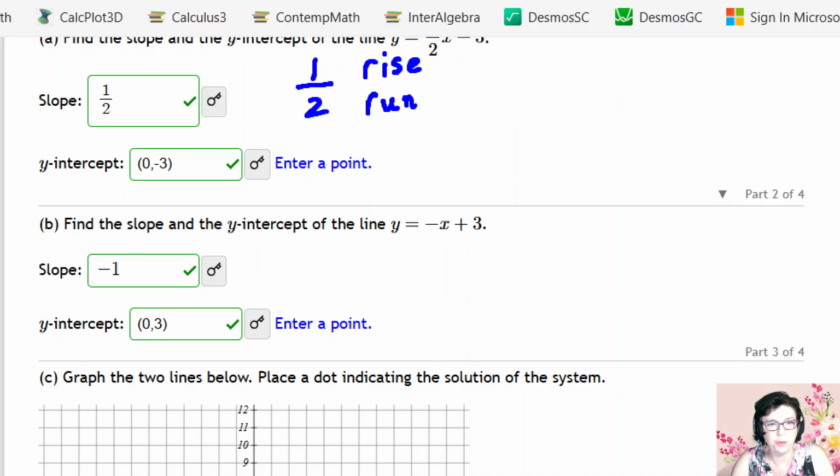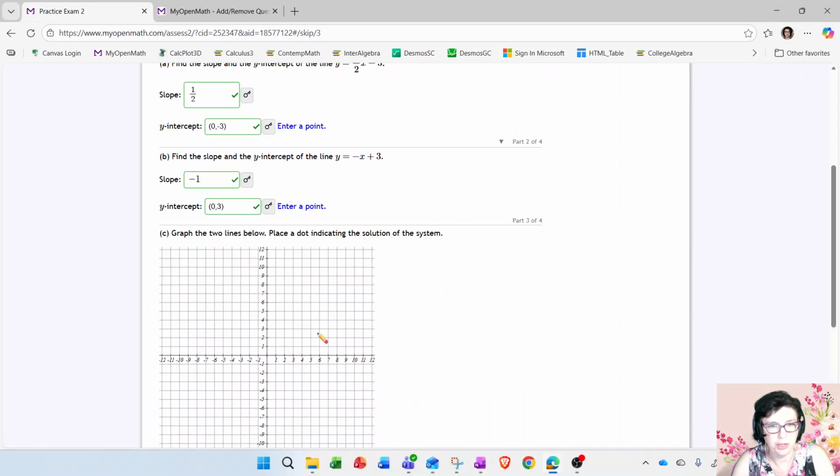But I need a starting point, but I already have a starting point right here, 0, -3. Let's go ahead and do that. Where is 0, -3? The first coordinate means that you're not going right or left. The second coordinate means that you are going 3 down. There's your 0, -3. And then again, run is 2, so we are jumping 2 to the right and then 1 up. That's the first line.